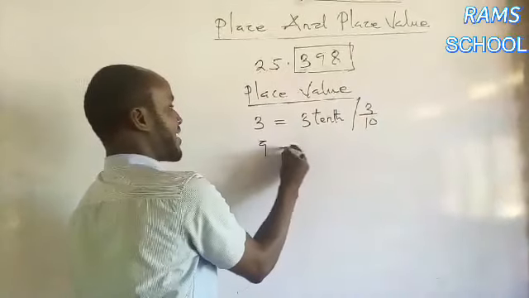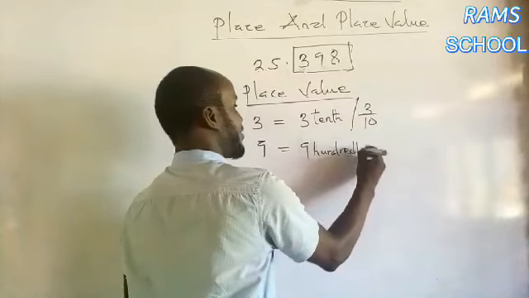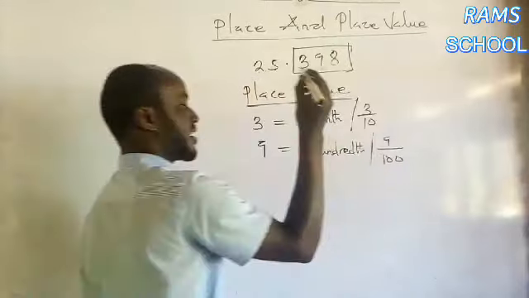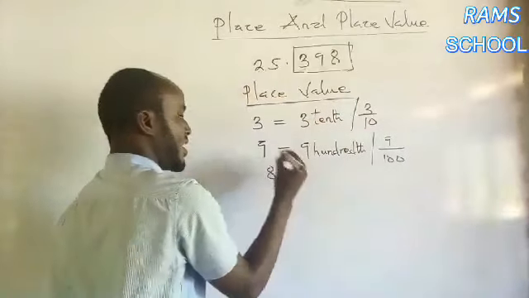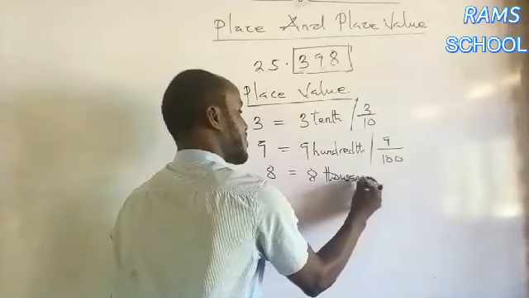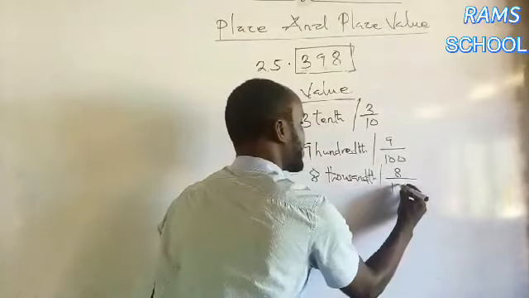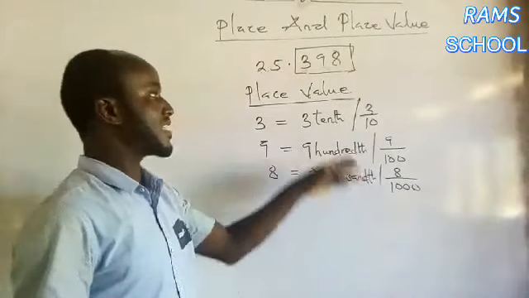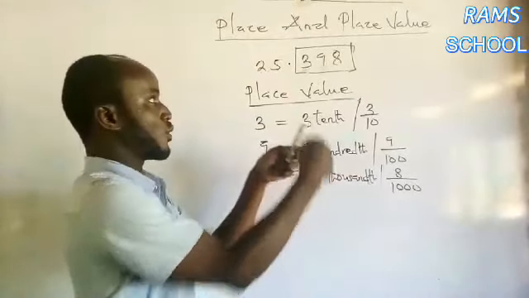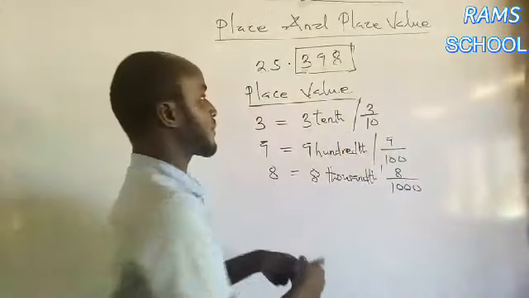The place value of 9 is 9 hundredths, or 9 out of 100. And the place value of 8 is 8 thousandths, which is the same as 8 out of 1,000. So these are the place values of decimals. Just join the digits with the place. So 3 tenths is the place value. You can also say 3 out of 10.